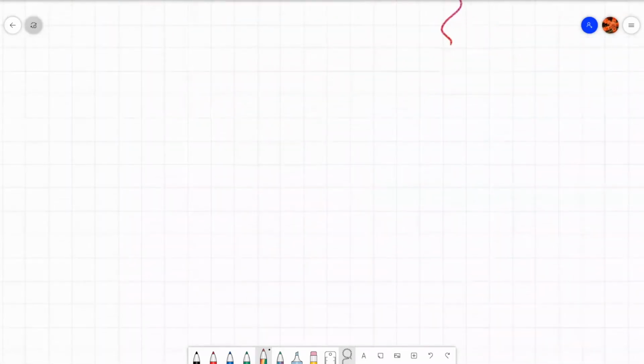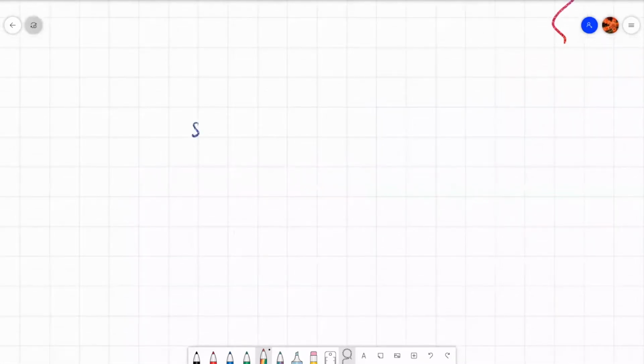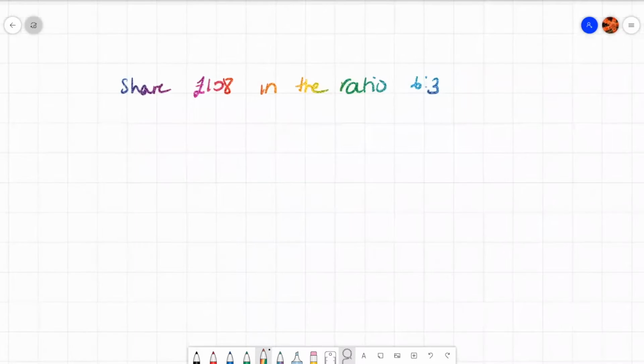Let's have a look at another example. We'll do share £108 in the ratio 6 to 3. Okay, let's have a look then. We've got 6 parts and 3 parts there, haven't we? 6 and 3 parts. That is 9 parts altogether. So let's draw a rectangle of 9. That's 1, 2, 3, 4, 5, 6, 7, 8, 9.